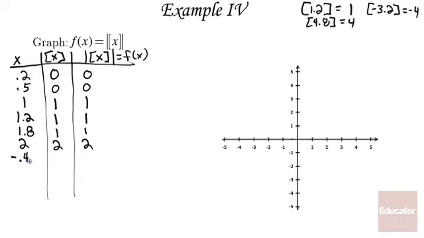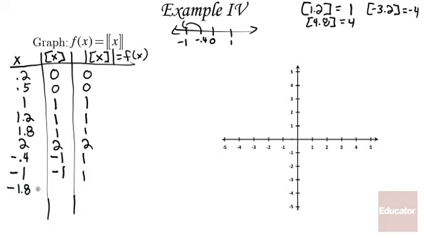Negative 0.4, the greatest integer that is less than or equal to negative 0.4. So I'm looking and I've got 0 and 1 and negative 1, and negative 0.4 is about here. So I'm going to go down to negative 1. The absolute value of that is 1. Here you can see that the greatest integer is not the same as absolute value. Or for negative 1, greatest integer less than or equal to negative 1 is negative 1. The absolute value is 1.